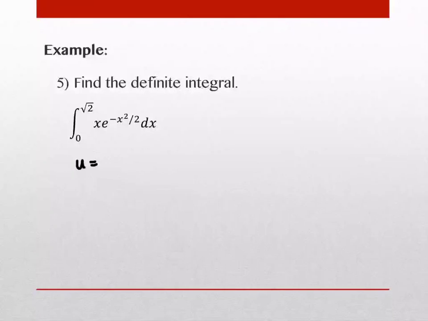Okay, so it's not going to be the e. Yeah, we want it to be the part with the variable in it, and the variable in it here is the exponent. It's not written very well, but we have negative x squared over 2.